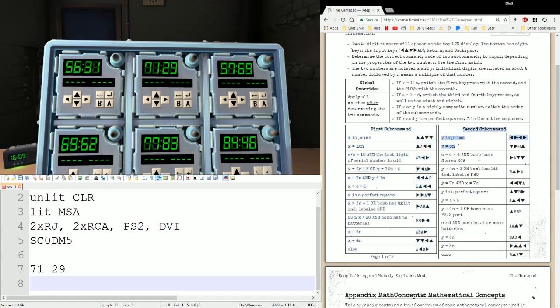And the defuser is going to follow these instructions to find out 2 sets of subcommands, so your first 4 buttons, your last 4 buttons. And then look over some global overrides which may change things. So let's start with the first subcommand.